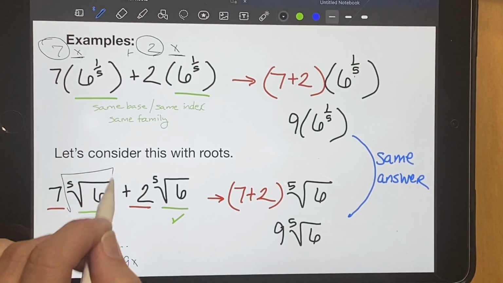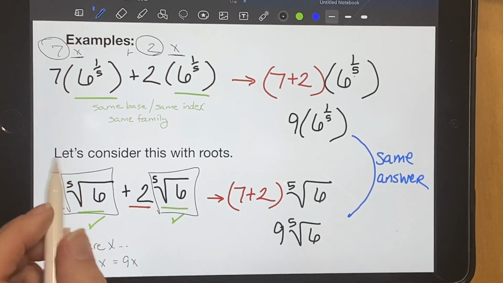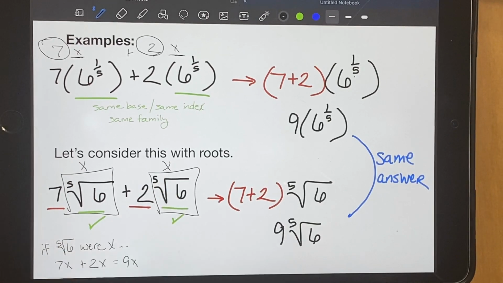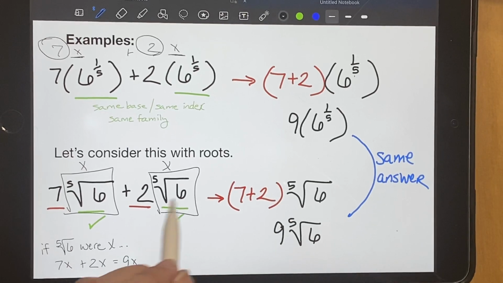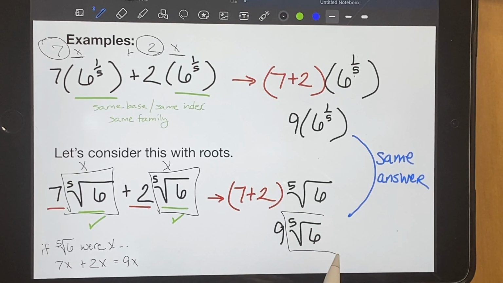And our entire family, remember, we can think about that as maybe 2 x's. If it's easier for you to think of it that way, then go ahead and replace it with a single variable. 7x plus 2x would be 9x, but our x value is this 5th root of 6. Okay.